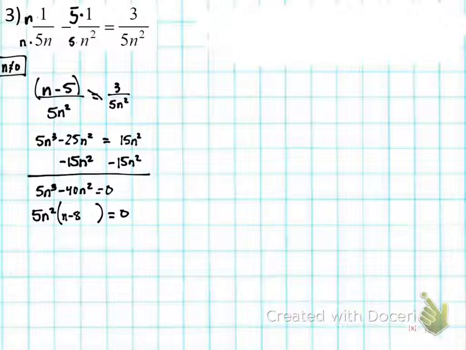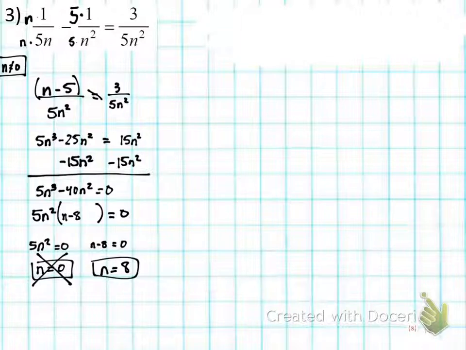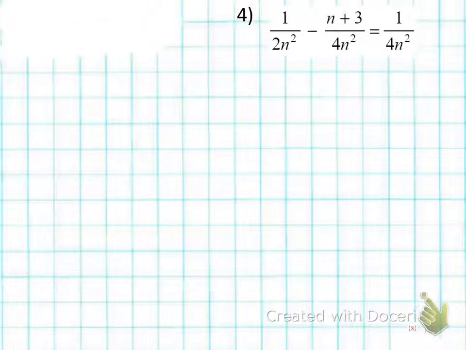Okay, so on this one you should have the following. Two answers, n is equal to 0, n is equal to 8, but can n equal 0 here? Yes or no? No, it can't, right? So we say that's an extraneous solution. N is equal to 8 is the only solution, okay? Here we go, number 4. Okay, erase your boards, number 4.